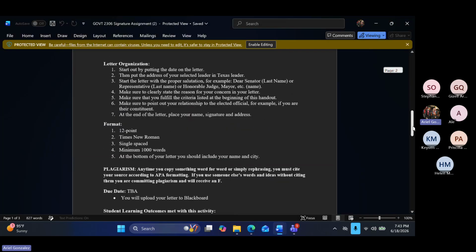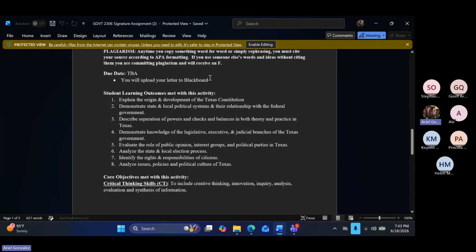And you'll see that we'll take a look at the SLOs here, right? So then, explain the origin and development of the Texas Constitution, demonstrate state and local political systems and the relationship with the federal government. Again, separation of powers, checks and balances, but how it relates to here in Texas, the legislative, executive, judicial branches of Texas. So you see how all of this is very similar, right? The only major difference is that in 2306, it's obviously Texas focused.